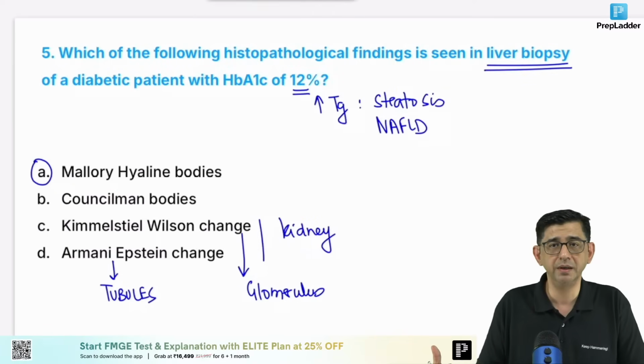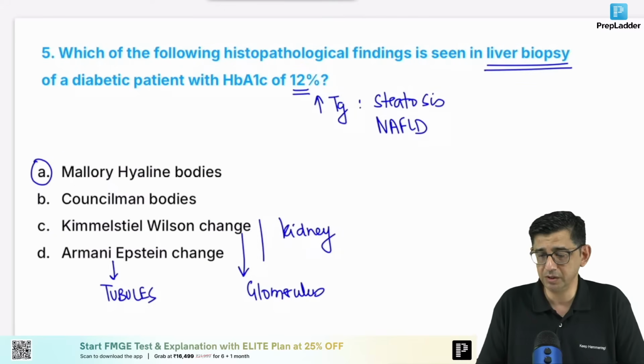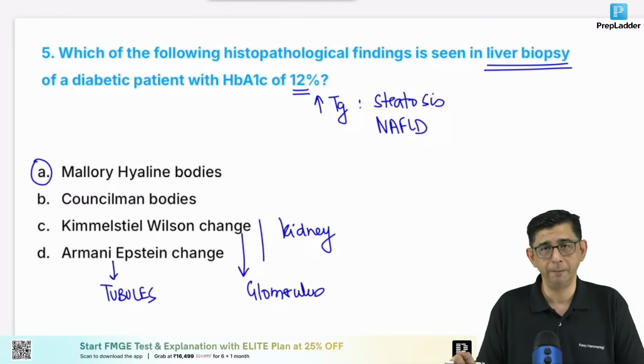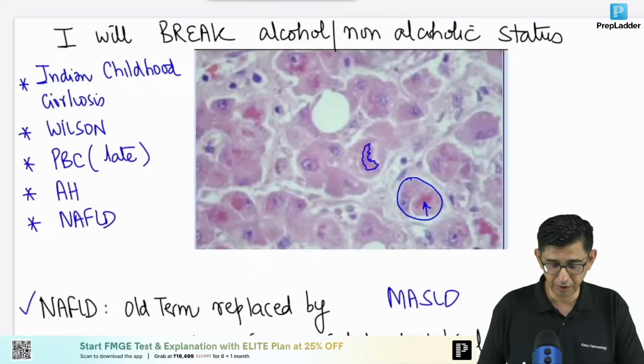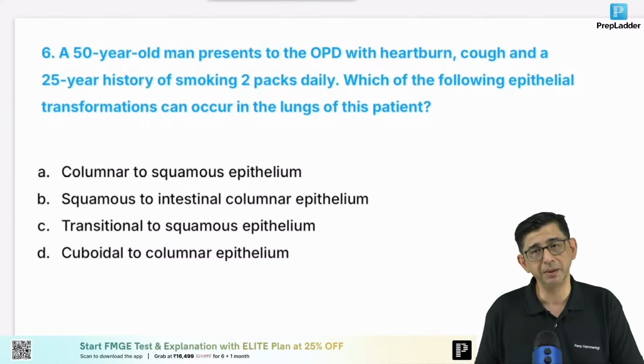And all of you were right if this question was on the topic of a kidney biopsy. If I was saying diabetic nephropathy, then cool, never an issue. Your answer of Kimmelstein-Wilson would have been perfect. But at this moment, it is Mallory-Denk bodies because it's the liver damage that has occurred in a patient. So we sorted this question. Let's move to the next one.